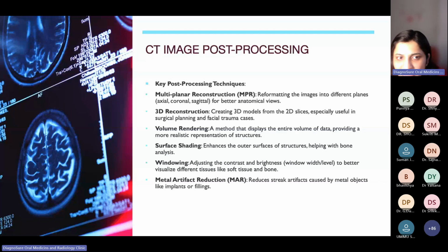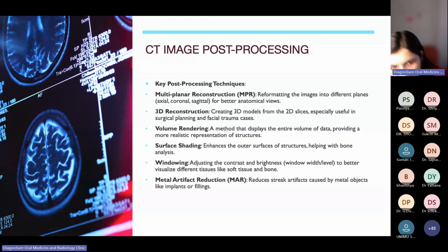3D reconstruction, like we previously said, is good for patient education. I would not rely much on whatever we see on the 3D because it changes very easily, but it is good for patient education. Then comes volume rendering. It is a method that displays the entire volume data, providing a more realistic presentation of the structure. Then windowing is an additional function which CT has, which helps to focus on specific tissues.